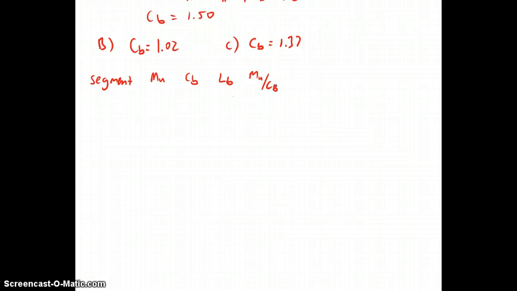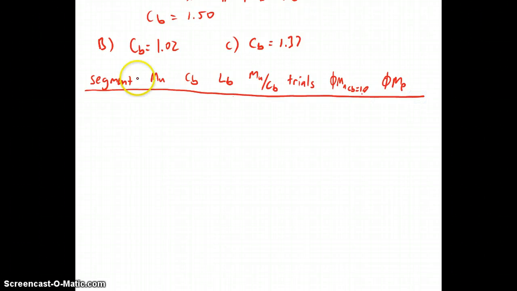And what we do is divide MU by C sub B in order to normalize it so that we can go in and use table 3-10. Table 3-10 is designed for cases where C sub B is 1. However, we can still use it and get in the ballpark for a design problem if we normalize our max moment by C sub B first. We're going to want to list some trial shapes. We're going to want phi Mn when C sub B is 1. That's from table 3-10 as I mentioned. And then I like to list phi Mp for our shapes too. So these are the headings of our table.